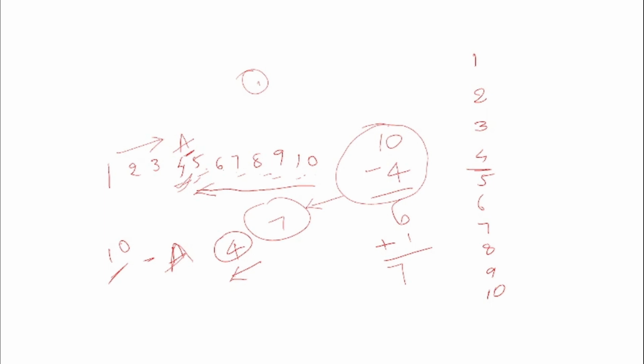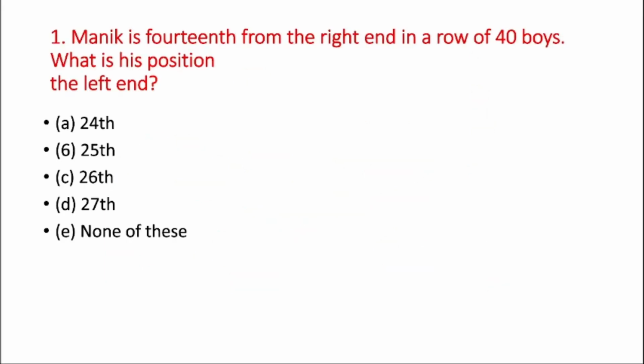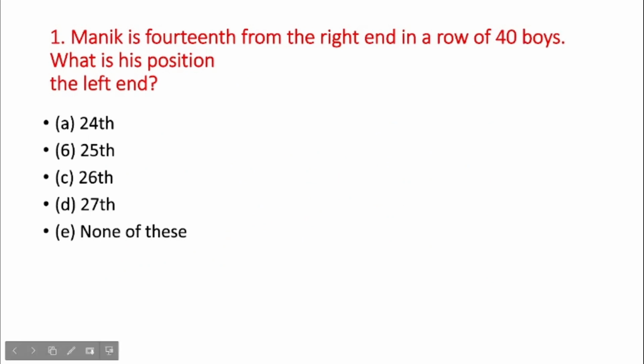So we are going to do some examples which will give you an idea how to solve the problems and how to understand the questions also. So let's see the examples. The first example is very similar to what we have seen before. Let's see the question. Manik is 14th from the right end in a row of 40 boys. What is his position from the left end?